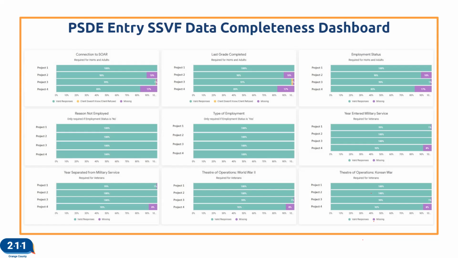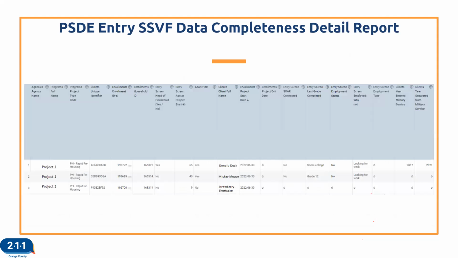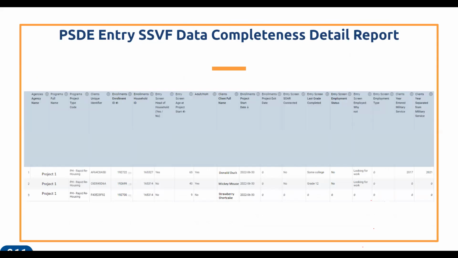You will also see any exclusion or special requirements on each chart, located under the data element name, to help you identify who is required to collect this data element. So you'll see under this chart, connection to SOAR, this is required for heads of households and adults. While for other data elements here, such as enter military service, you'll see it's required for veterans. So this is the dashboard, and it'll give you an overview of all your projects. If you're interested in reviewing raw data, you can run the details report, which will give you client level data. And if you have any questions, feel free to add them in the chat.